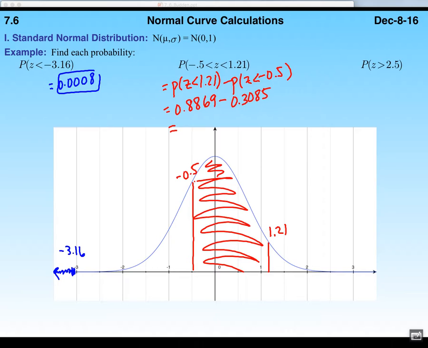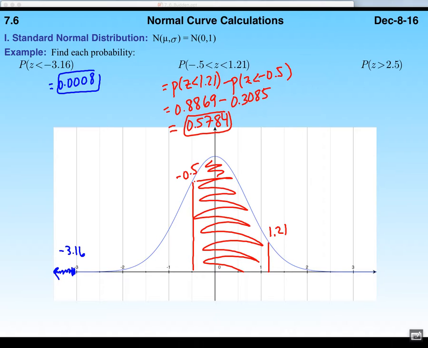Kate, did you happen to subtract that? 0.5784. Yeah. Thank you. Okay, does our red probability look to be about 0.5784? Yes.